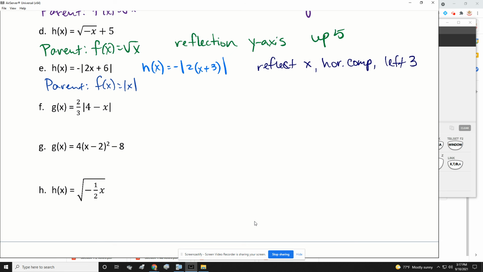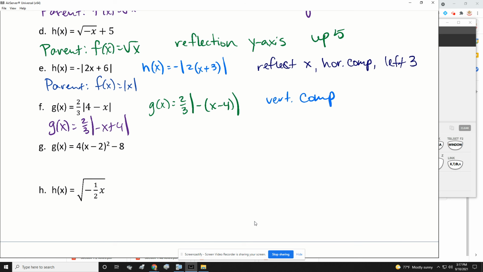Right? F has that same situation. Even though it looks kind of weird, we could rewrite this as 2/3 and then negative x plus 4. So this is when the x has a coefficient of -1. We would need to factor out that -1. Okay. So that's going to make us have a vertical compression, reflection on the y, and right 4.